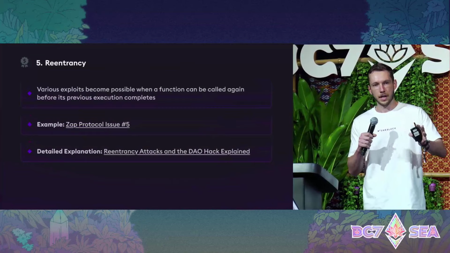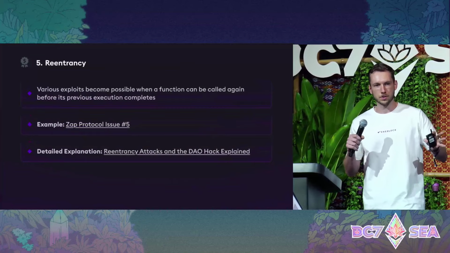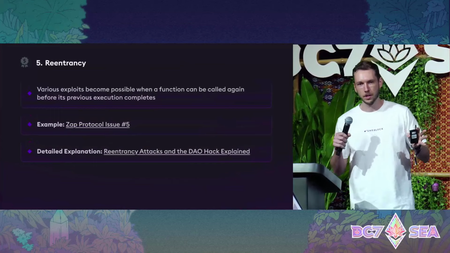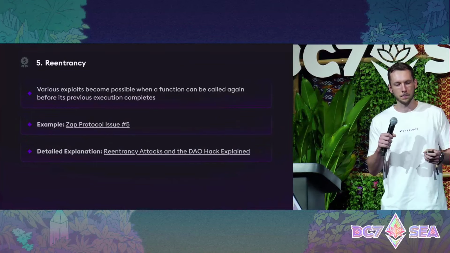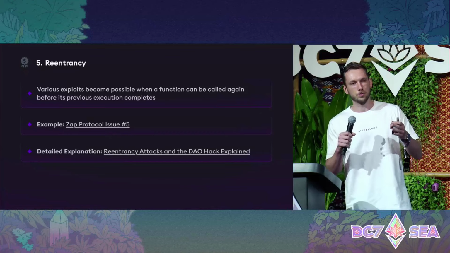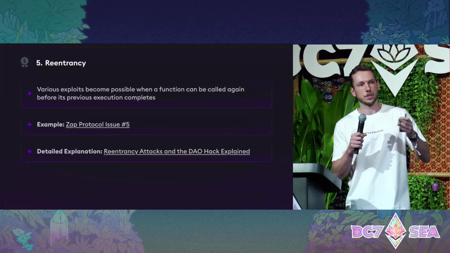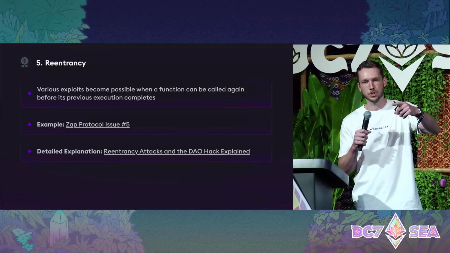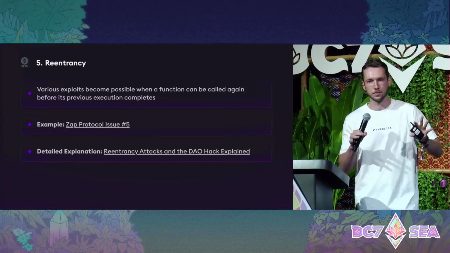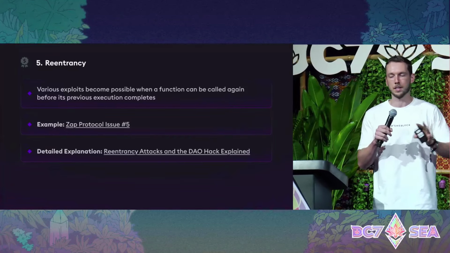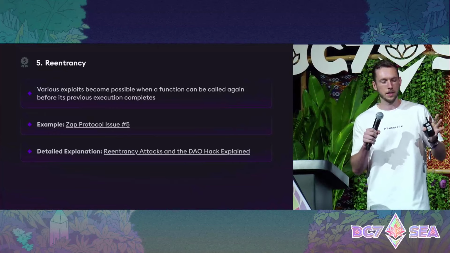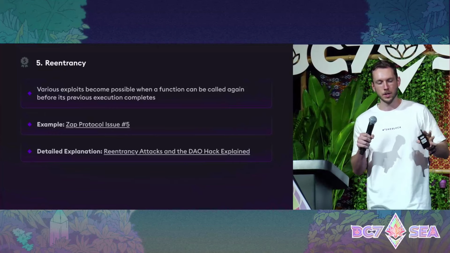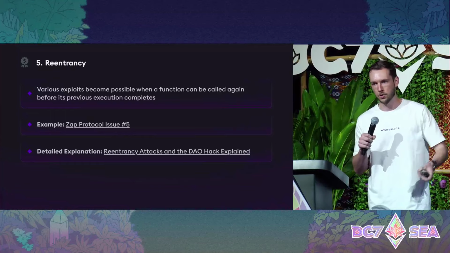Number 5, the classic reentrancy, the very first major vulnerability ever in Ethereum, the DAO hack. Basically, there are certain functions where you can continue the execution outside of the function and call that very same function again, and this can cause all kinds of problems. There's a bunch of different surface area for what these vulnerabilities can do, but I'm sure a lot of you have heard of reentrancy already.